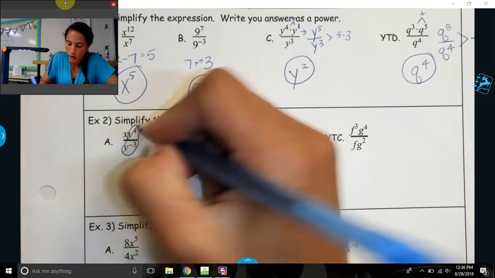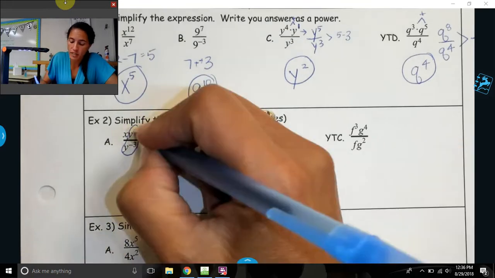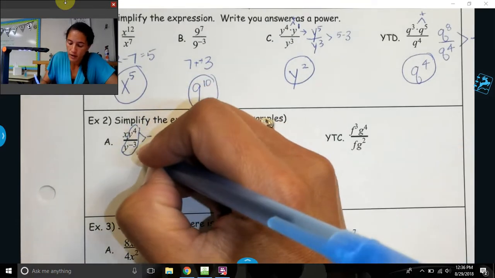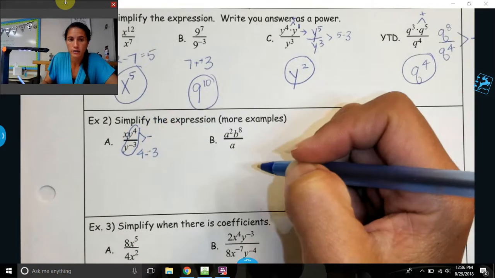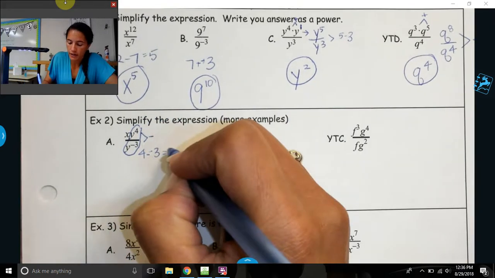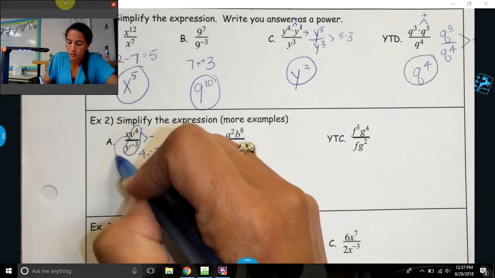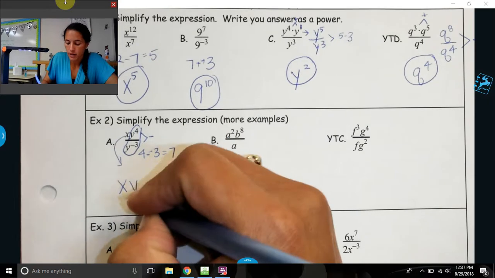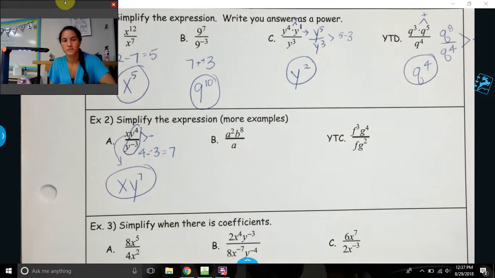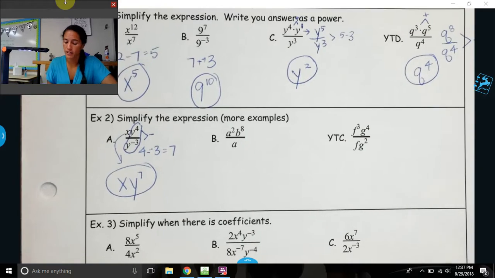I'm going to focus on my y's. Because my bases are the same, I can subtract 4 minus negative 3, and that is 7. So I'm going to bring my x down and y to the 7th power. So you just bring your x down. If you don't have anything, you can't simplify it.